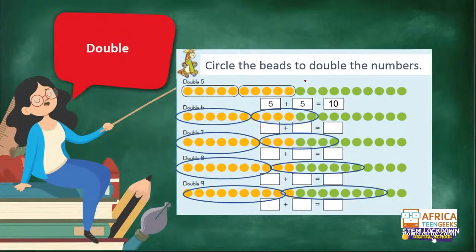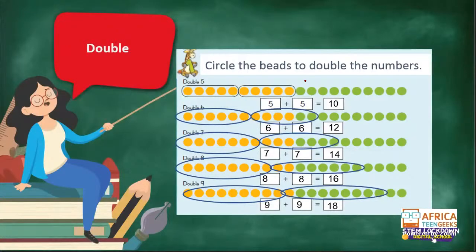All right. Now we're going to do double 6, the same. You take 6 plus another 6, and that equals 12. Now, if I say double 7, you take 7 and the same 7, another one, and that equals 14. And when we do 8, it's 8 plus 8 equals 16. And if I double 9, I take a 9 again, and that gives me 18.